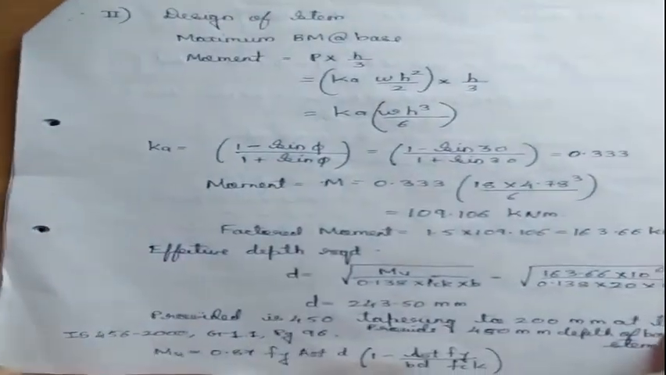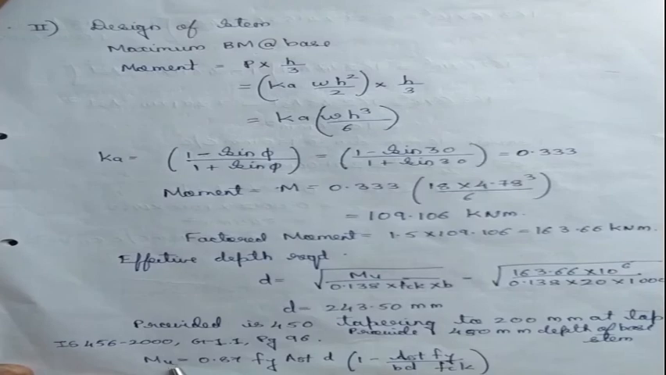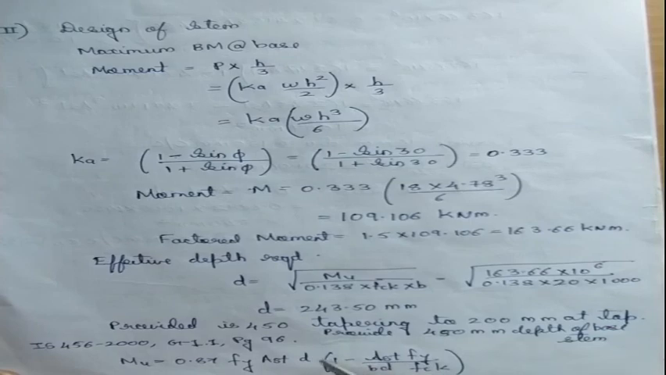Now let us find. As per IS 456, Annex G, clause G-1.1, from page 96, we can give Mu is equal to 0.87 fy Ast d into 1 minus Ast fy divided by b d fck. So we have finalized the dimension of this term. We will see the next part, the continuation, in the next video. Thank you.